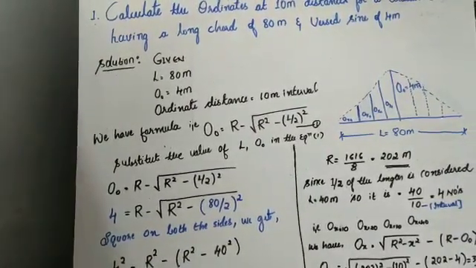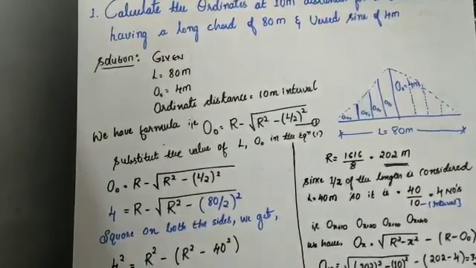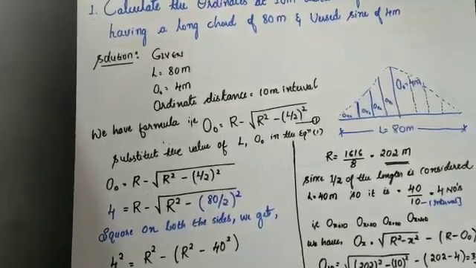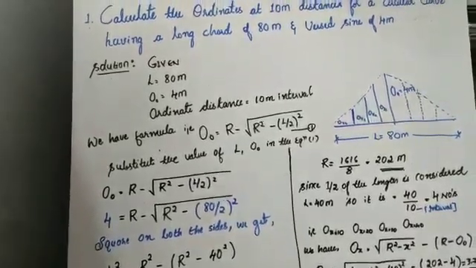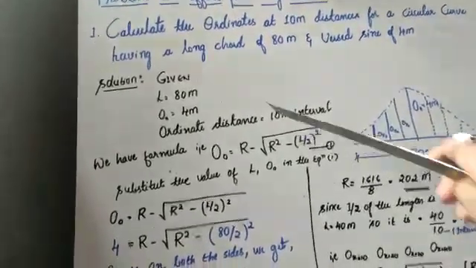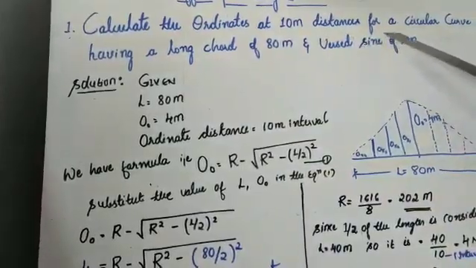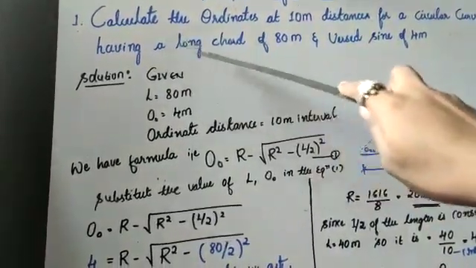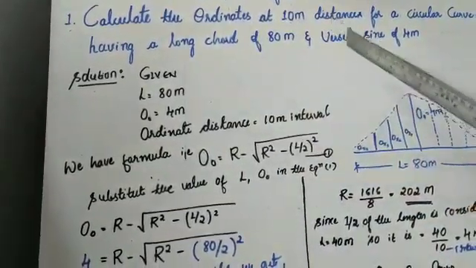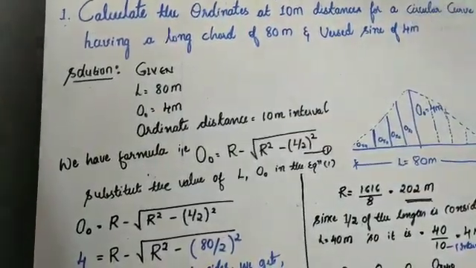So everyone needs to write that problem in your notes, not as an assignment. Okay, it is important also. So calculate the ordinate at 10 meter distance for a circular curve having a long chord of 80 meter and a versine of 4 meter.